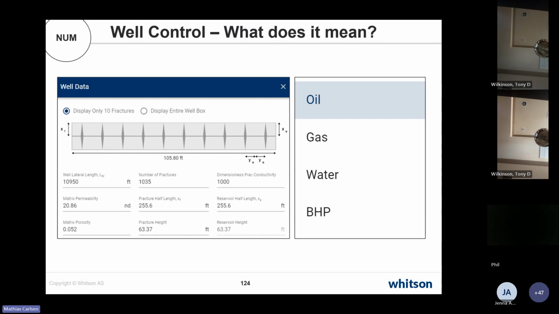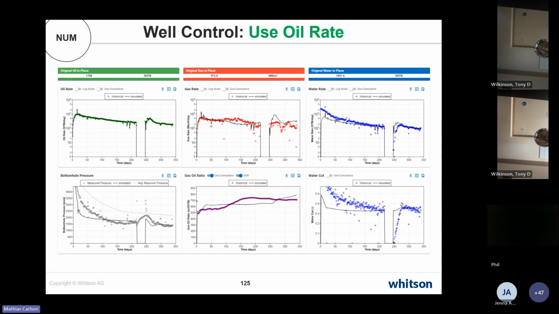That just means for the numerical model, numerical RTA will always control it on BHP. But when you're in the numerical model, you can actually control it on oil, gas, water, BHP, etc. So you can pick yourself what you like to control it on. So if you control it on oil rate, it means that the oil rate will be matched perfectly. And then we're trying to solve for all the other fluids.